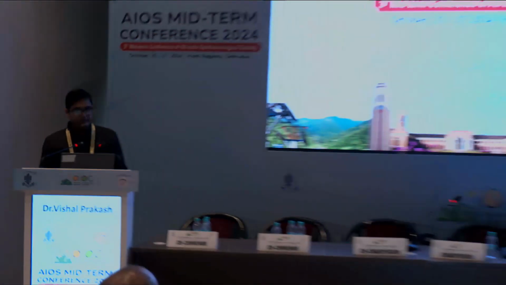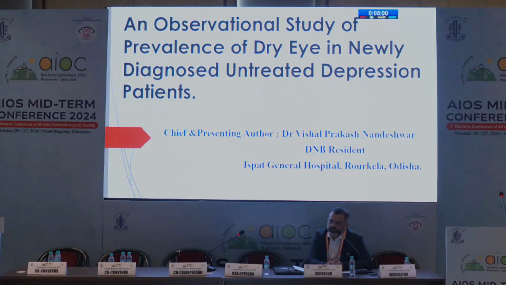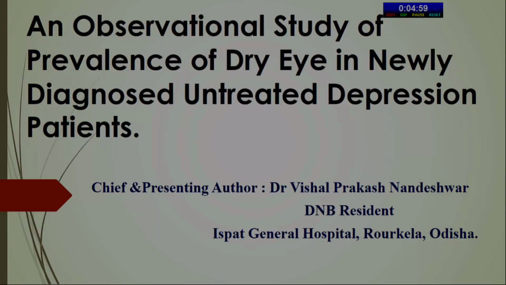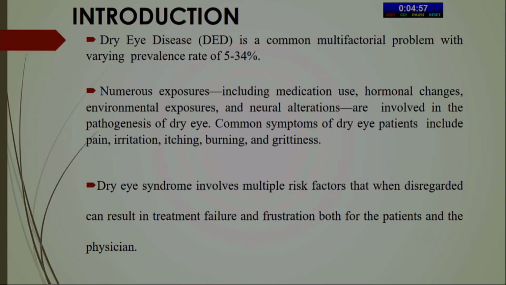Presenting on the topic: an observational study of prevalence of dry eye in newly diagnosed untreated depression patients. Introduction: dry eye disease is a common multifactorial problem with a varying prevalence rate of 5 to 34%. Numerous exposures including medication use, hormonal changes, environmental exposures and neural alterations are involved in the pathogenesis of dry eye. Common symptoms of dry eye patients include pain, irritation, itching, burning and grittiness.